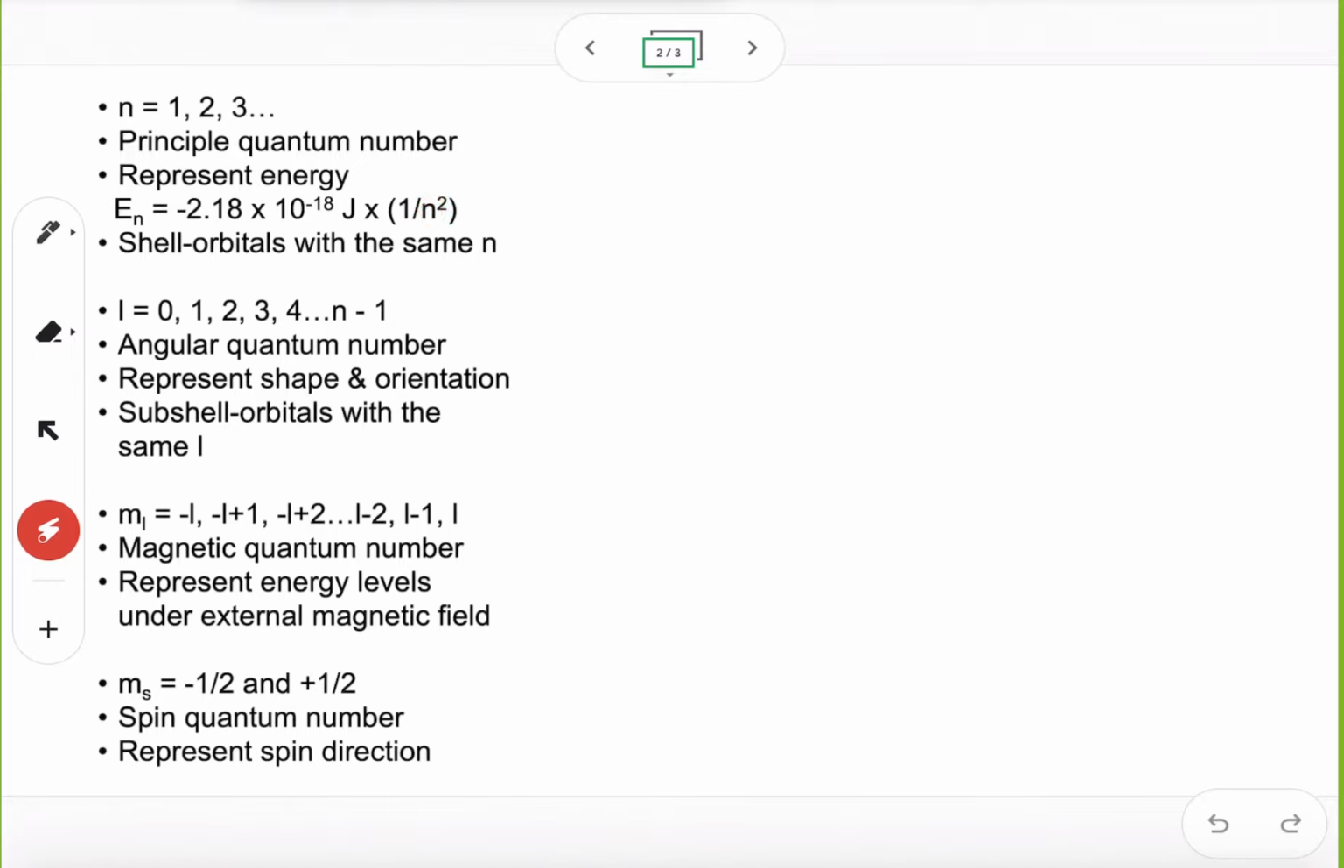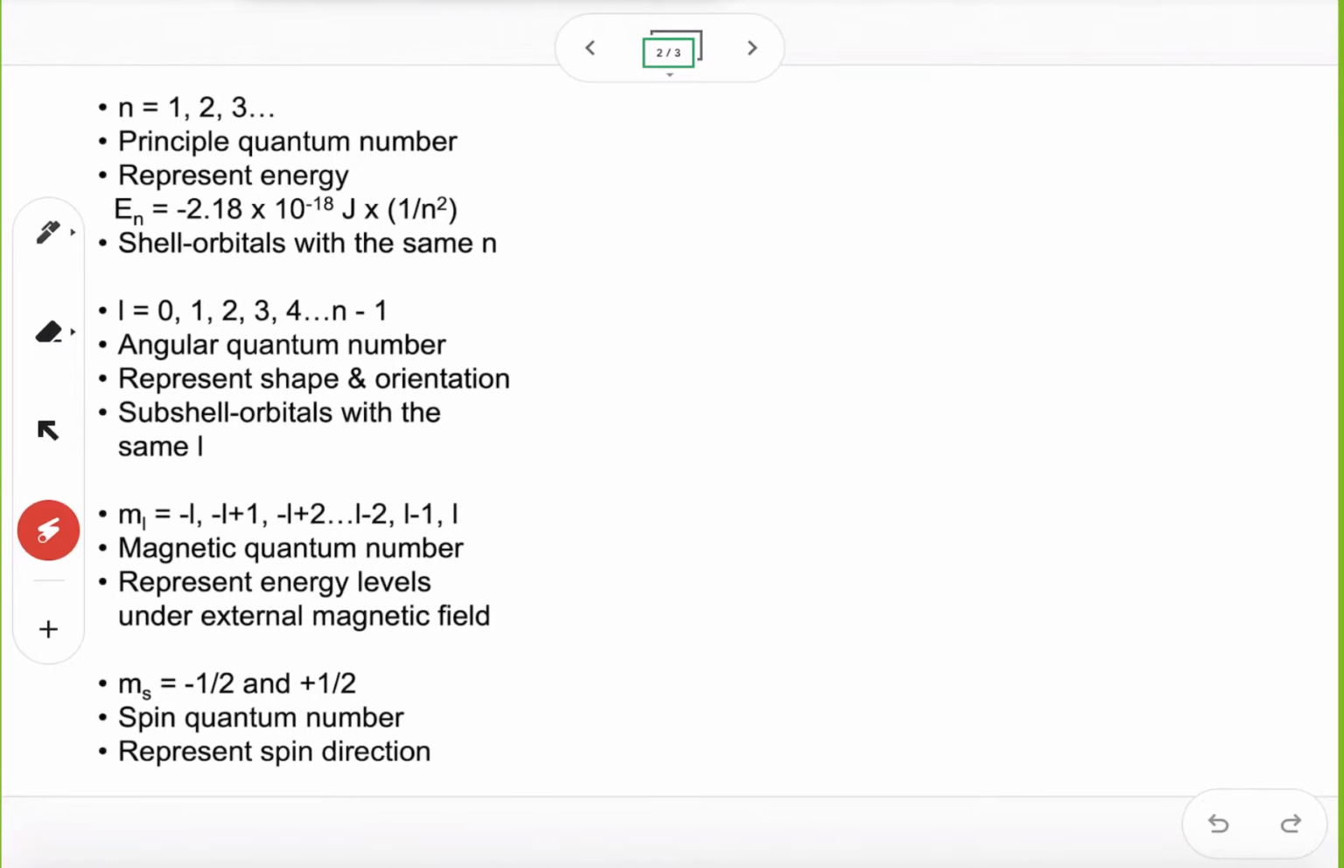And sometimes if you go to some other textbook, you will see you can also call it the shell. How do we define shell? Shell means orbitals with the same n. For instance, if you have orbitals with n equals 1, you can call it a shell. They are in the same shell. All right, this is the principal quantum number.